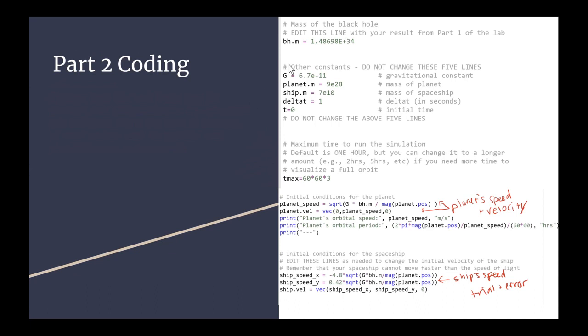Part two of coding, this mass of the black hole is what I calculated in part one. The time I use, I multiplied it by 3 just to speed up the process. The planet's speed and velocity. And then I have the ship speed, trial and error, which is what I did in order for the ship to not go into the black hole or to hit the planet.